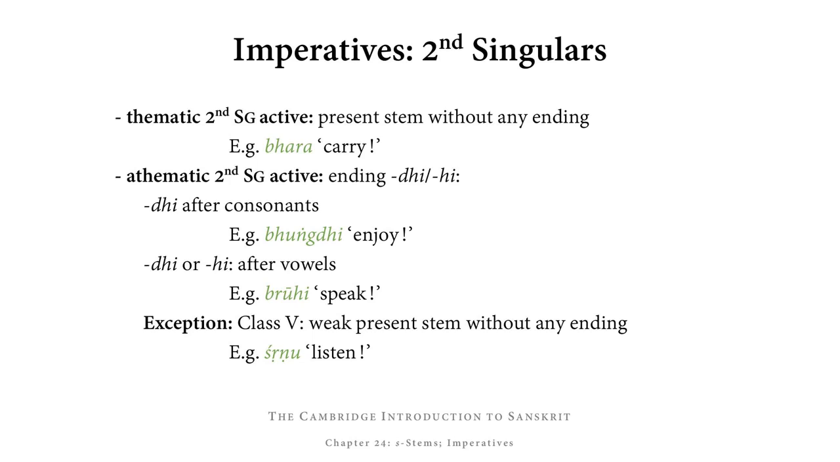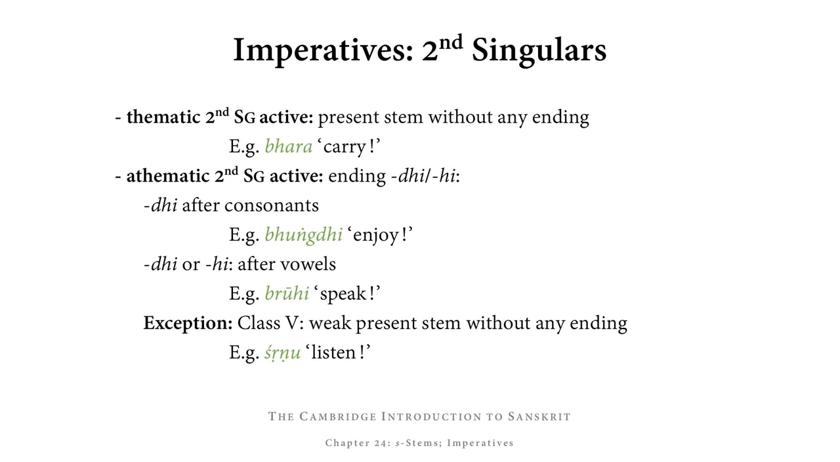First of all, in thematic verbs, the second singular active imperative basically is the present stem without any ending. So of bhar, we have the third singular form bharati. When we take off the ending ti, we're left with bhara, which is the stem. And this stem, bhara, means carry. Similarly, for example, with likh. Likhati, stem likha, means write. Smr, smarati, the stem would be smara, and smara means remember, and so on.